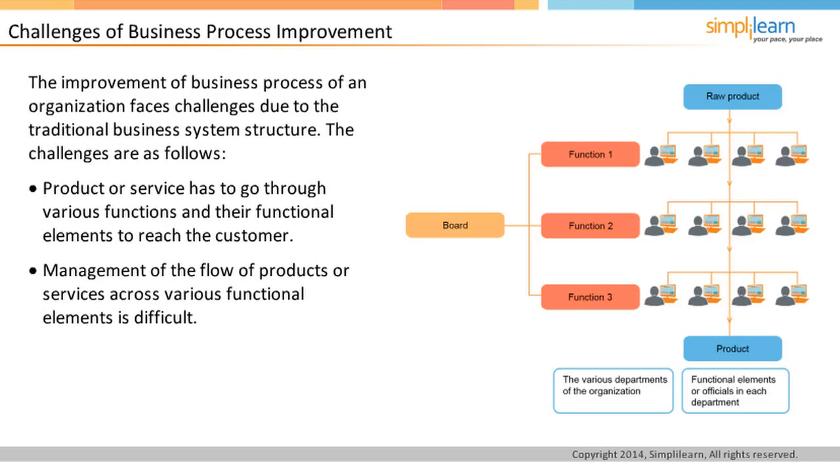These business process improvement problems can be solved using the project management approach to produce the product or service. In the next screen, we will learn about process owners and different stakeholders of a project.